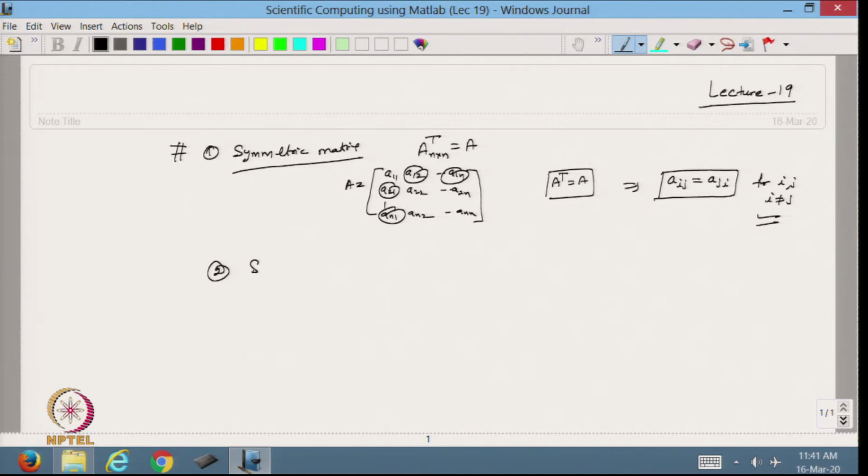The second one is the skew symmetric matrix. In the skew symmetric matrix, the only condition is that A transpose is equal to minus A. In this case, suppose I have a matrix A. I will just take a 3 by 3 matrix with entries A11, A12, A13, A21, A22, A23, A31, A32, A33, and then I will take its transpose.